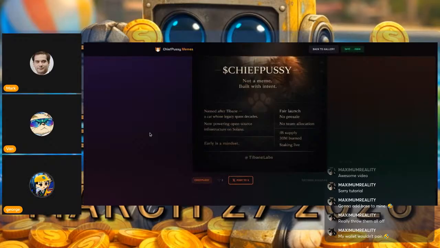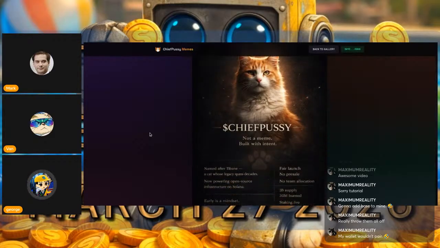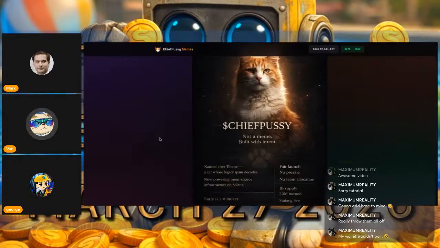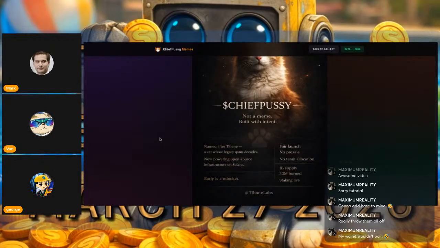Not a meme, built with intent. I like the way it's structured and everything. Fair launch. No, I think that's Seba doing those. That guy in the community. He does a lot of... Oh yeah, I see his stuff all the time. He does make a lot of good memes. He's definitely hustling. I will admit that.